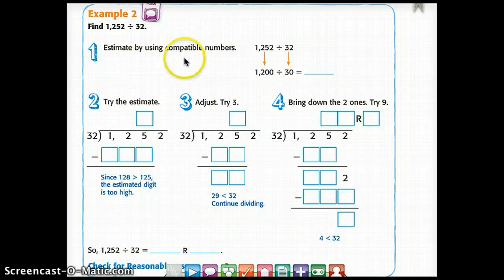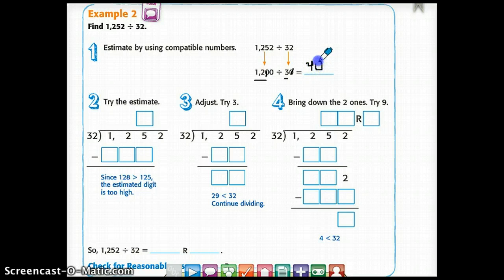Okay, so our first step is to use compatible numbers. So we're looking at 1,252 divided by 32. We can round 1,252 down to 1,200, and we can round 32 down to 30. So my basic fact there is 12 divided by 3. And I know with division I can take a 0 from my divisor and my dividend, cancel those out. So now I have 40 as my estimated quotient for this problem.